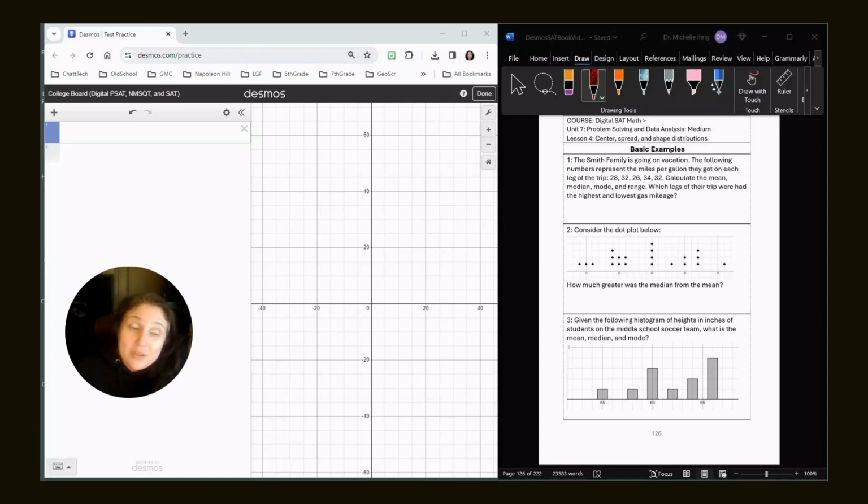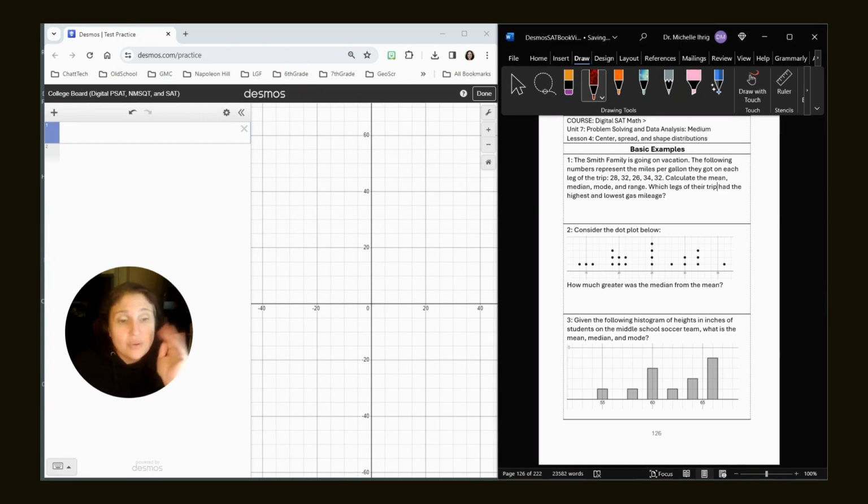The Smith family is going on a vacation. The following numbers represent the miles per gallon they got on each leg of the trip. Calculate the mean, median, and mode. Which legs of the trip had the highest and lowest gas mileage? Let's take out this word here.